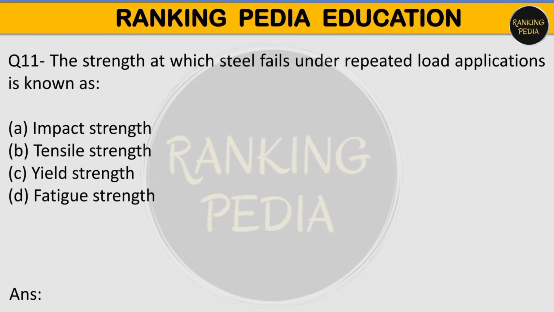Next question is, the strength at which steel fails under repeated load application is known as, your options are impact strength, tensile strength, yield strength or fatigue strength. So due to cyclic or reverse cyclic loading, if total accumulated strain energy exceeds the toughness, then fracture failure occurs and strength corresponding to the fatigue is known as your fatigue strength. So the strength at which steel fails under repeated load application is known as fatigue strength. That is option number D is correct.